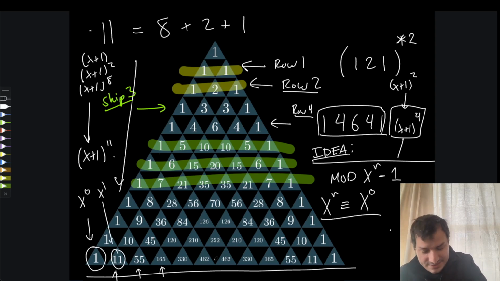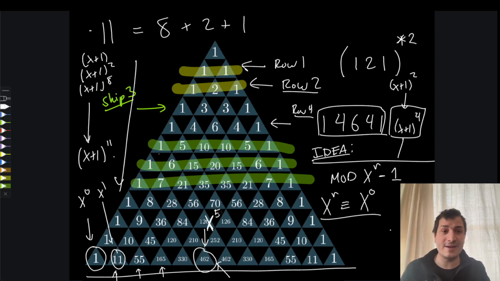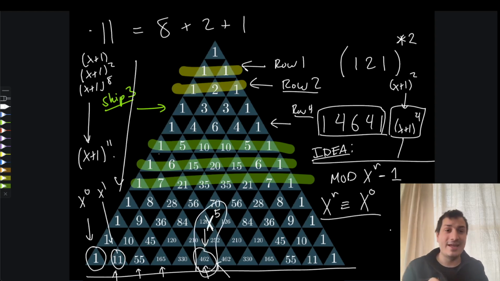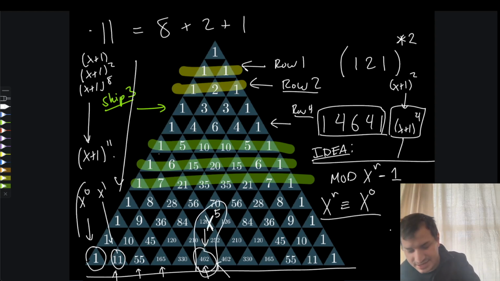It says pick some r. Maybe we'll pick r equals 5. 0, 1, 2, 3, 4, 5. And we'll get to this row, and this will be x to the r. Let's just write it here: x to the 5. So if r is 5, it's saying we're going to treat everything we get from x to the 5 over here as the same as x to the 0.